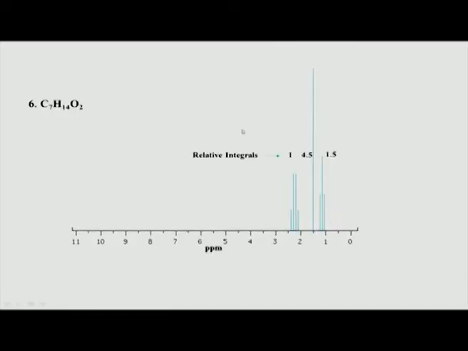So, let us start from this example number 6. Here this is the molecular formula or the composition given to us. There are 14 hydrogens and 2 oxygens, 7 carbons, and this is the spectrum. If you look at this relative intensity, it is very interesting that it is giving a fractional integral, and there is a triplet, a singlet and a quartet.